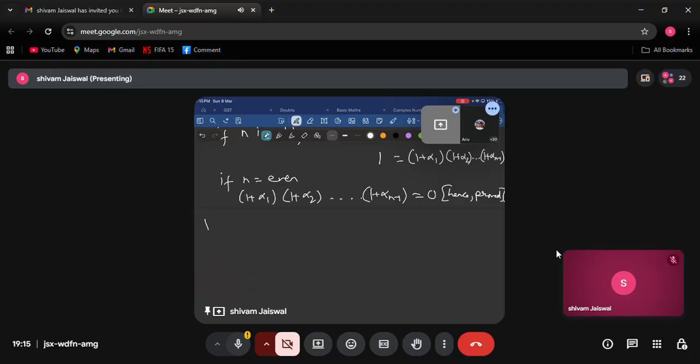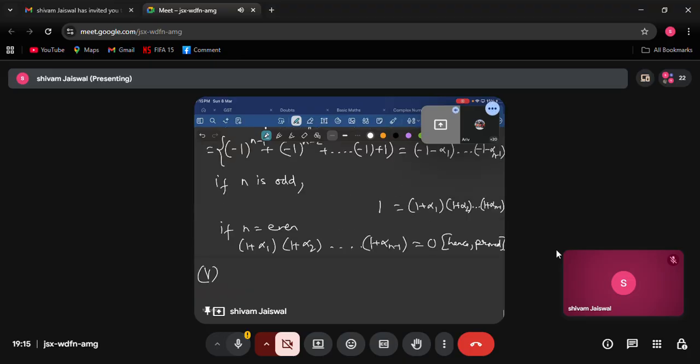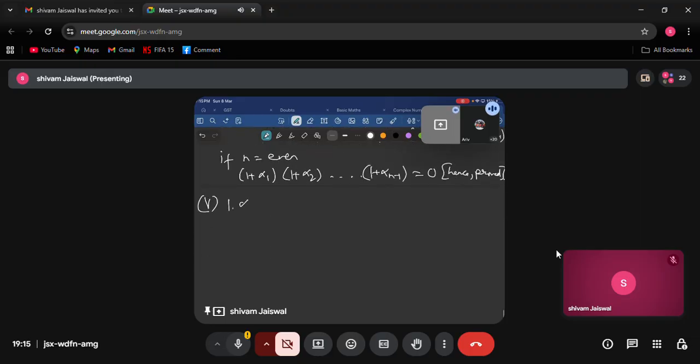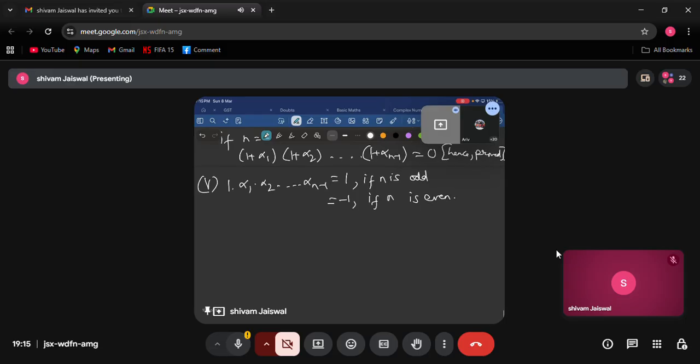Number 5. I think number 5, right? Let's see. The product of all of them: 1 into alpha 1 into alpha 2 dot dot into alpha n minus 1. This is equal to 1 if n is odd, and it's equal to minus 1 if n is even. So everyone, let us see the proof.